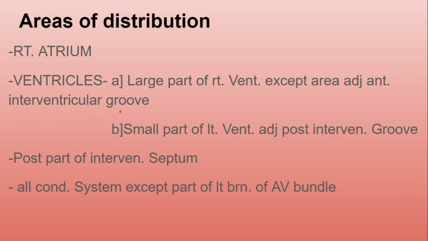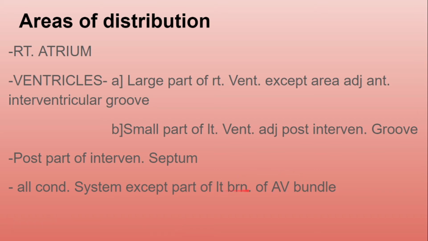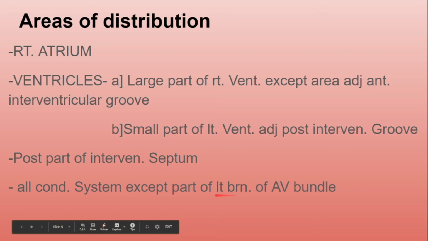And in the left ventricle, a small part of the left ventricle that adjoins the posterior interventricular groove. That means on the posterior side, in the posterior interventricular groove, the right coronary artery is distributed. And the posterior part of the interventricular septum and all the conducting system of the heart except the part of the left branch of the AV bundle, meaning SA node, AV node, Purkinje fibers, bundle of His, all this is supplied by the right coronary artery except a part of the left branch of the AV bundle.